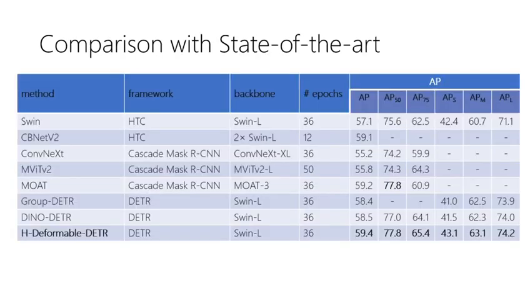This table reports the system-level comparisons to some state-of-the-art methods that use single-scale evaluation on the COCO validation set and choose backbones of similar capacity with Swin-Large. By introducing additional enhancement techniques, our H-Deformable-DETR achieves the best on the COCO validation set, which surpasses the very recent DINO-DETR method as well as other top-performing methods.